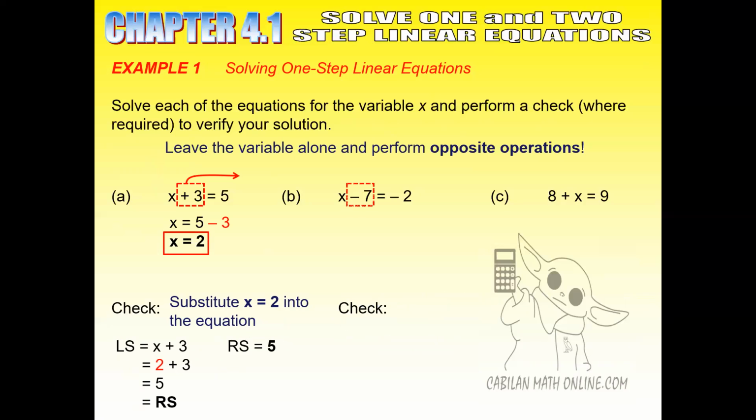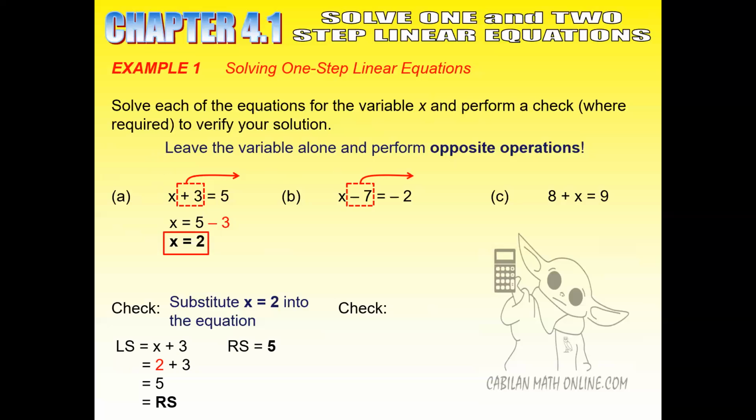Okay, so for the next thing that we're going to do here, if you take a look at part B, notice in this case we have x minus 7 is equal to negative 2. So just like the previous example, we're going to leave the x alone simply by taking this negative 7 in this case. You always include the sign, and we're going to move it to the other side.